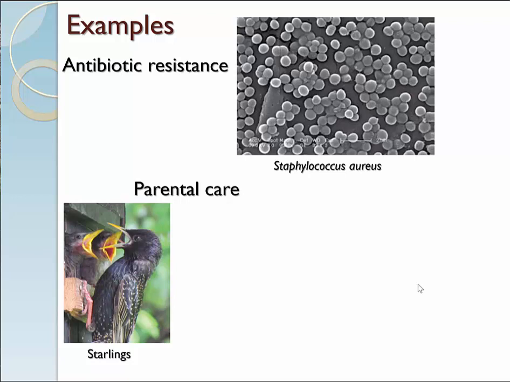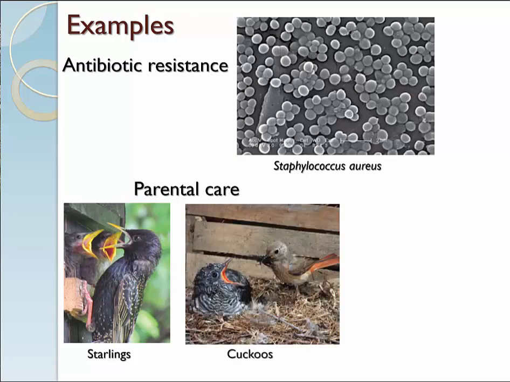And one of the keys to their success is that they are very good parents. Both of the parents, the mother and father, both take care of their chicks. They both feed them, and they very aggressively guard their nests. So this is another example of fitness, being good parents. And that allows them to pass on their genes at a higher frequency.